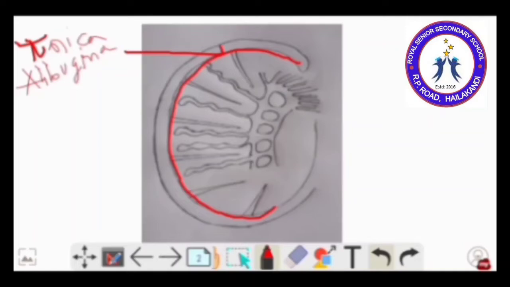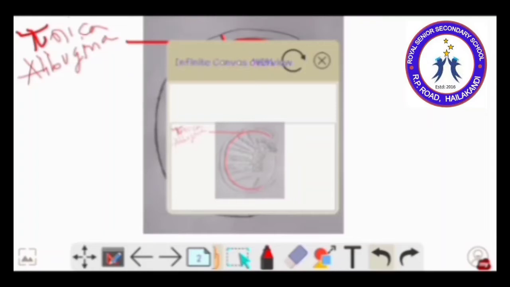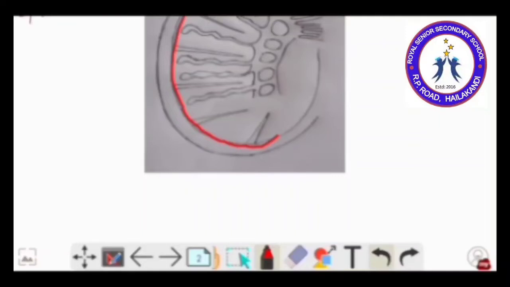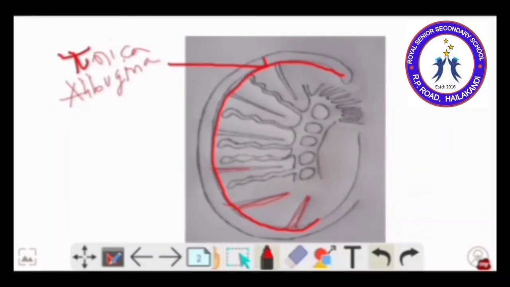Now this tunica albuginea undergoes infolding. That means there are places where this membrane shows infolding, and because of this infolding there is septa formation. You can see there are some partition-like structures here. These are the partition-like structures, and this is because of septa formation.